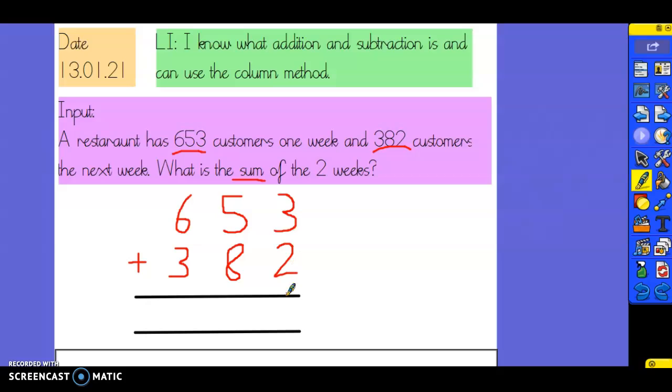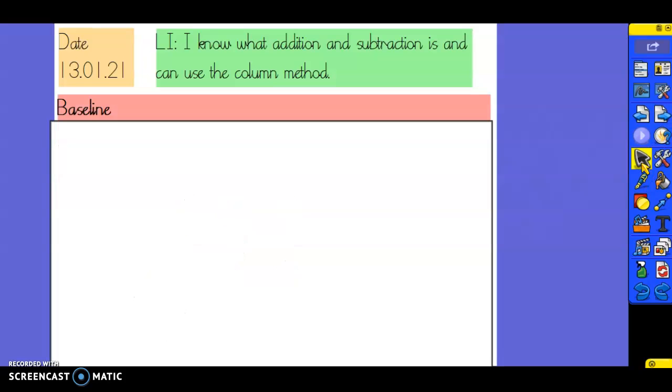So 3 add 2 gives us the answer of 5. 5 plus 8 gives us the answer of 13. So we put our 3 there, and we carry our 1 over there in the hundreds column. Next, we've got 6 plus 3, which is 9, plus our cheeky 1, which gives us the answer of 10. Following the answer there of 1035. Well done to those of you who got that right as well. Right, let's move on to our baseline question.